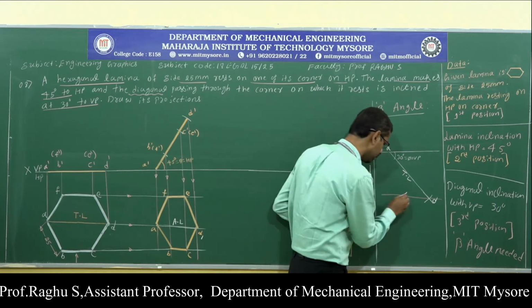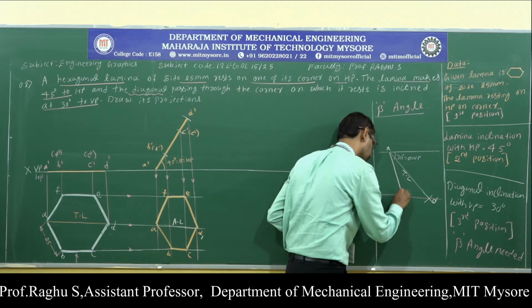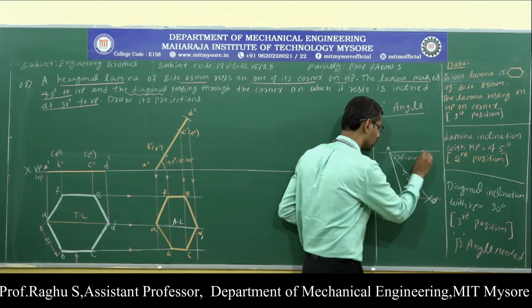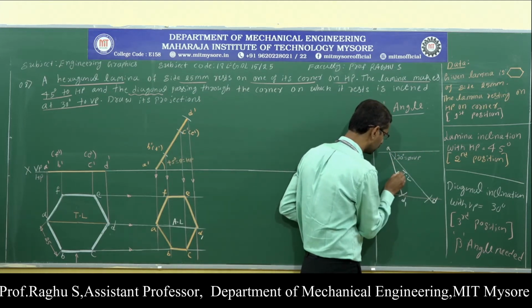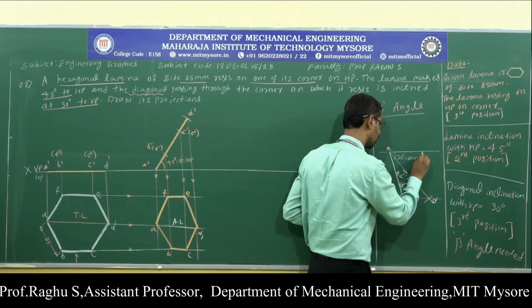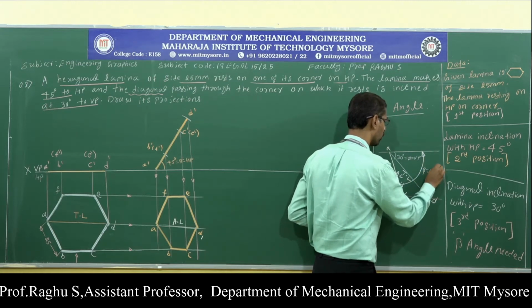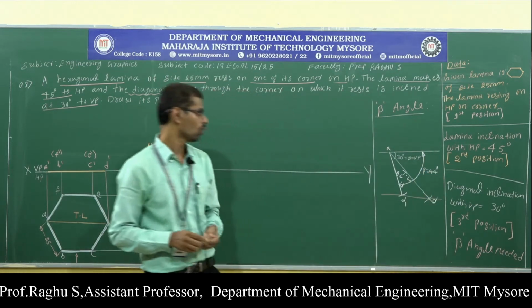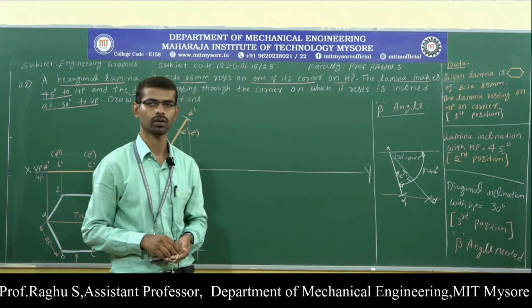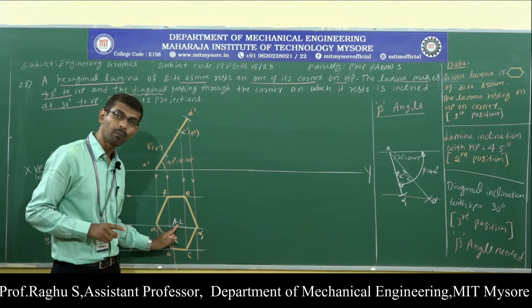So this is AD1. Now connect A to D1. So if you measure, this is the apparent length. Now if you measure this angle, it will be equal to 44 degrees. Now I have got the beta angle for this apparent length.